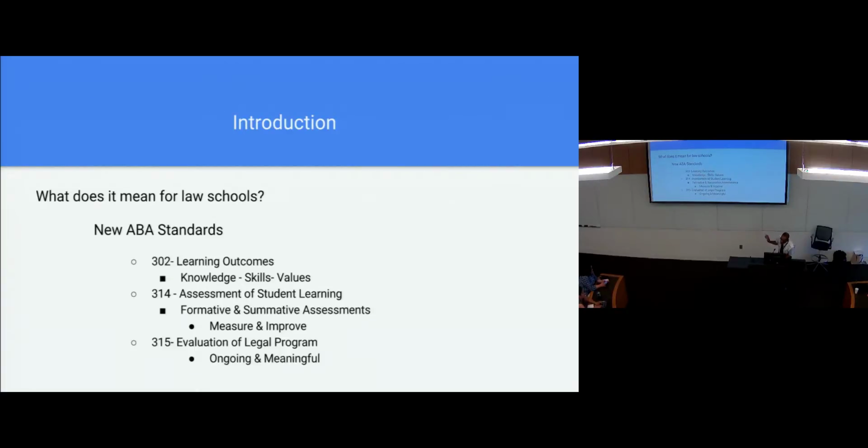So the next step would be assessing those outcomes, because once you establish what the outcomes are, you have to have a process or procedure for assessing them. And as Will pointed out, you have formative and you have summative.